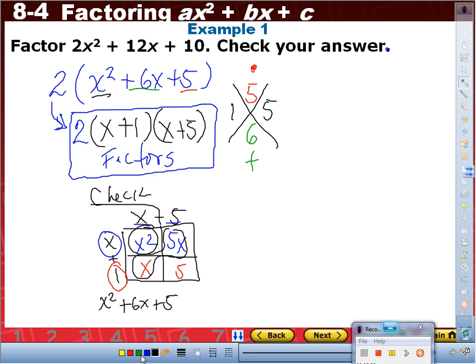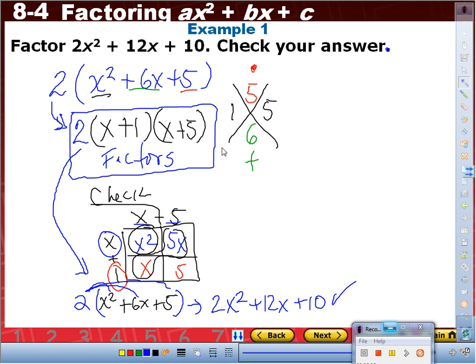Am I done? No, because guess who's coming? That friend, right? Here they come. There it is. So there's a 2. So we need to distribute the 2 at the end. What is 2 times x squared? That's 2x squared. What is 2 times 6x? That's 12x. What is 2 times 5? That is 10. Did we end up with what we started? Yes. That's how we check. Copy that, please.